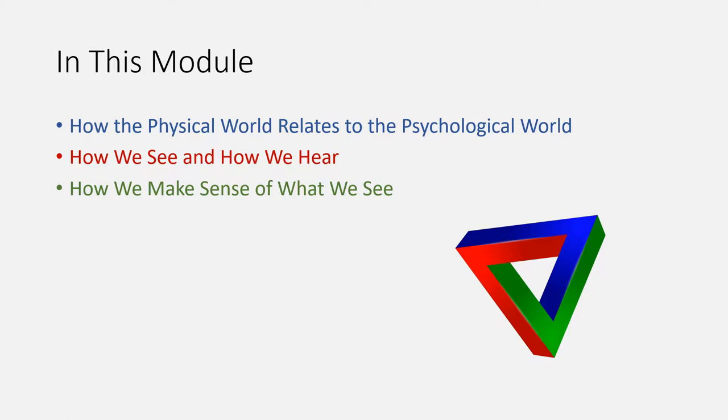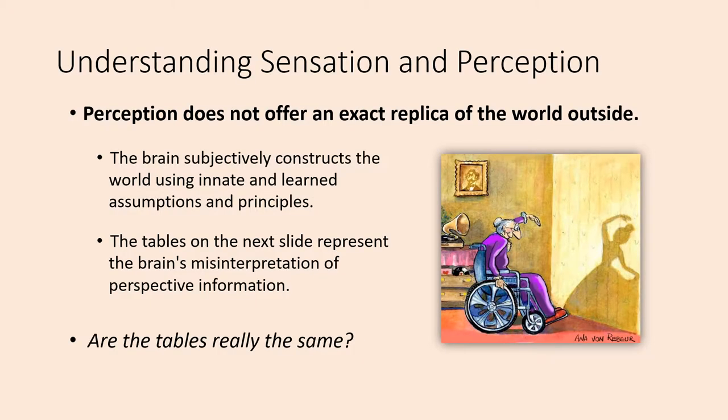Our brain picks and chooses among the types of sensory information it uses, often relying on expectations and prior experiences to fill in the gaps and simplify processing. The end result often differs from the sum of its parts, and sometimes it's completely wrong. Errors in perception, like the illusions we'll look at, are often informative, not to mention fun, and they show us which parts of our sensory experiences are accurate and which parts our brains fill in for us. Perception does not offer an exact replica of the world outside. The brain subjectively constructs the world using innate and learned assumptions and principles.